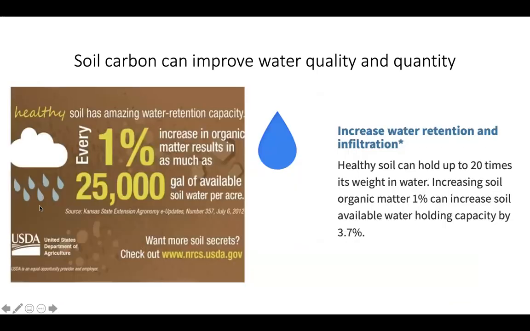But, you know, we often throw around these wild numbers. These are just two screenshots that I took from the USDA and from CDFA. Healthy soil, for every 1% increase in organic matter, results in as much as 25,000 gallons of available soil water per acre. And the other one shows healthy soils can hold up to 20 times their weight in water. Increasing soil organic matter by 1% can increase available water holding capacity by 3.7%.